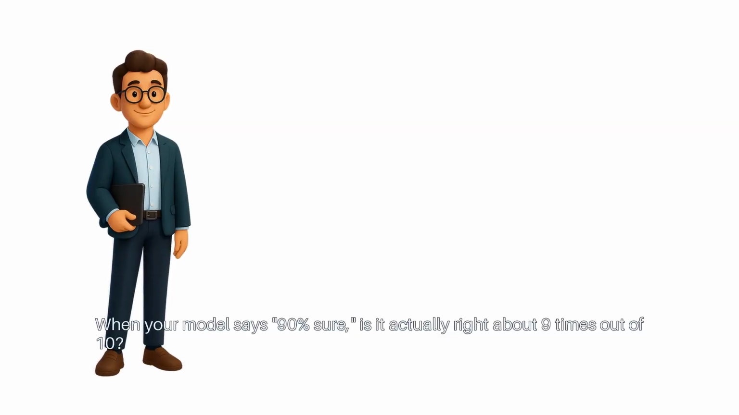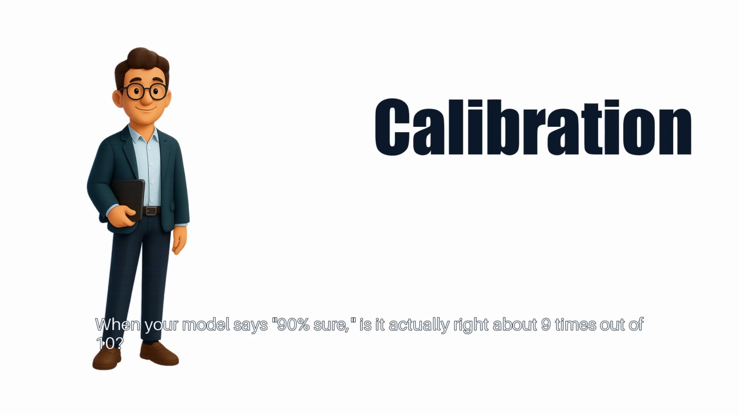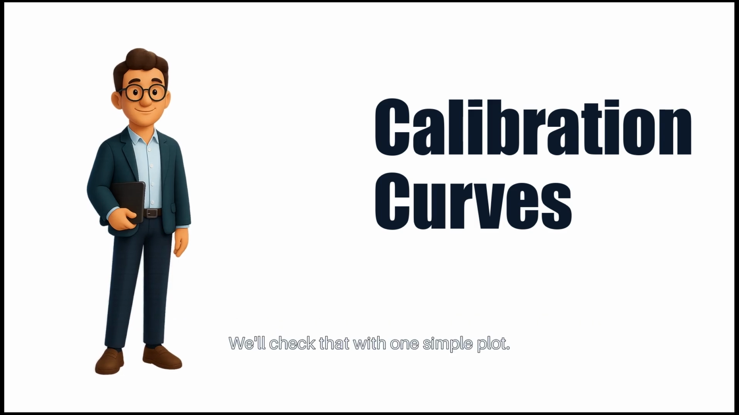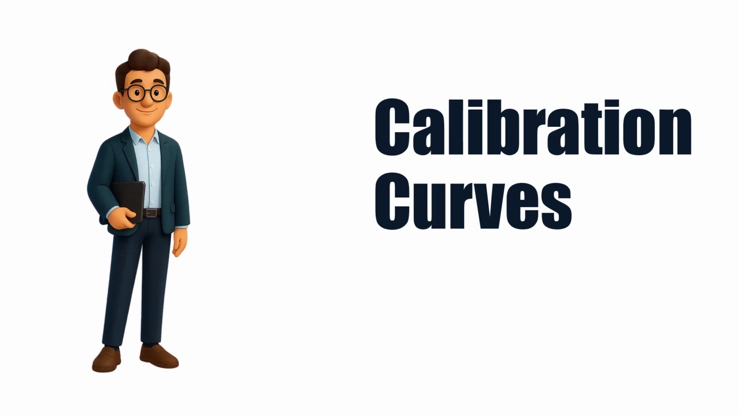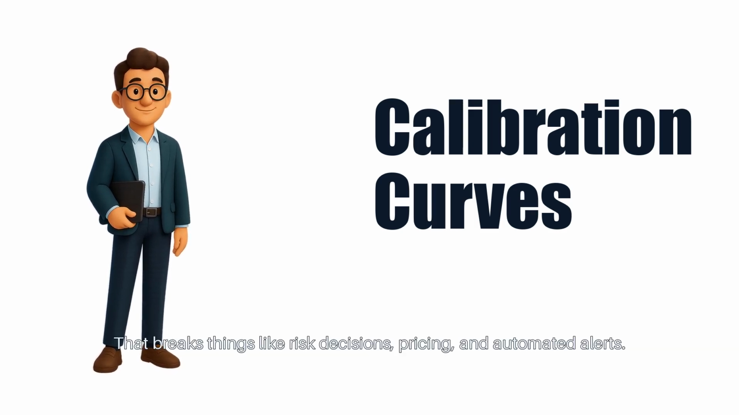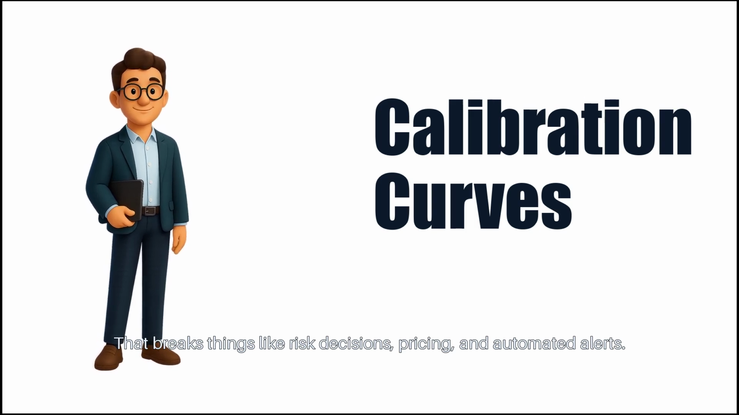When your model says 90% sure, is it actually right about 9 times out of 10? We'll check that with one simple plot. You have model probabilities, but you do not trust them. That breaks things like risk decisions, pricing, and automated alerts.